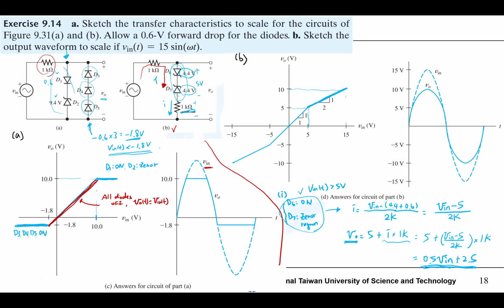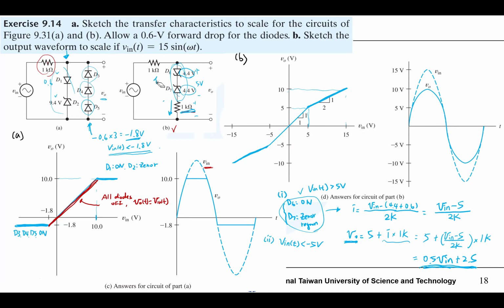Let's look at when V in is smaller than minus 5. The second condition: V in(t) is smaller than minus 5 volts. What would happen? Same thing.